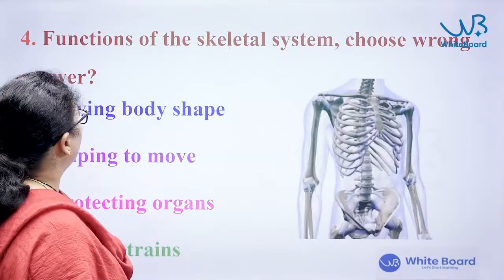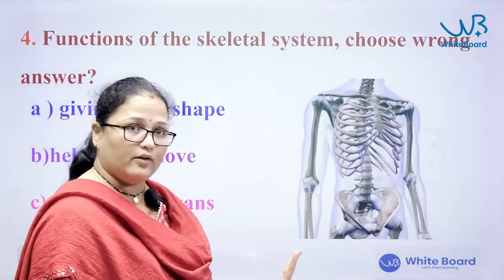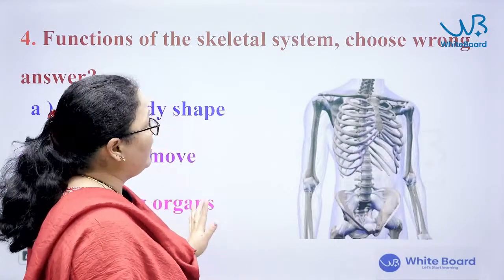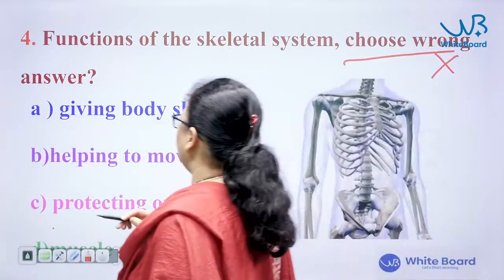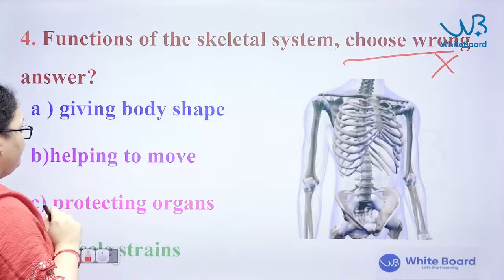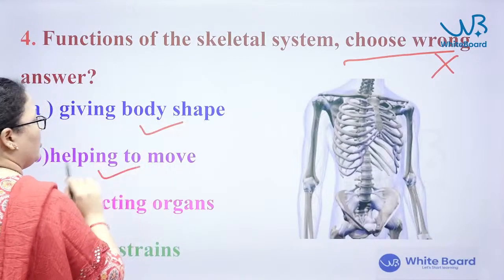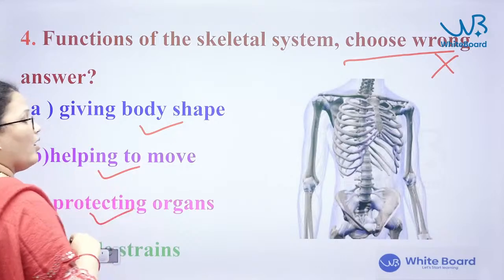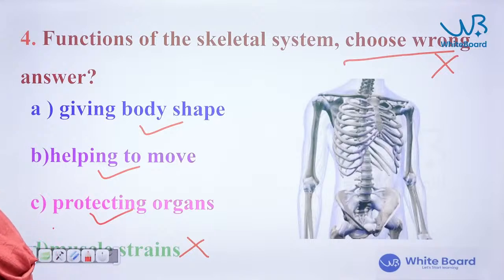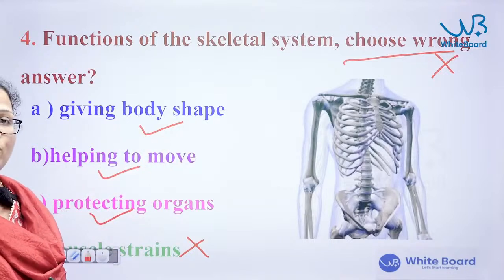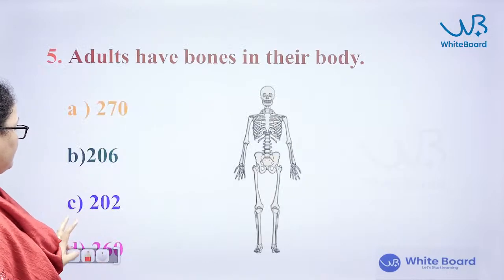Next one is the functions of the skeletal muscle. Okay. First, what are the functions of the skeletal muscle? They have given options, but you have to choose the wrong answer. First one, giving body shape, this is a function. Okay. Helping to move, yes. Protecting the organs, yes. Muscle strength, no, this is not a function. So, what they have told you, choose the wrong answer, the option D, that is muscle strength.